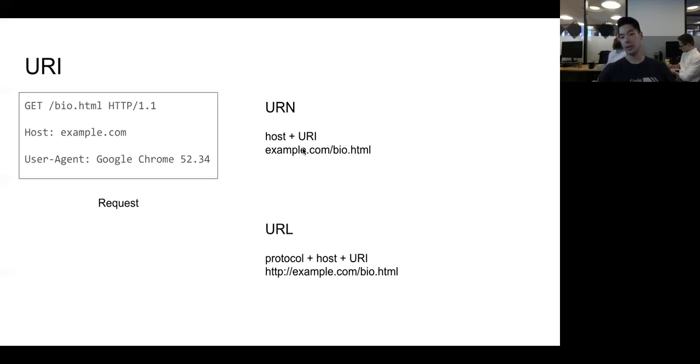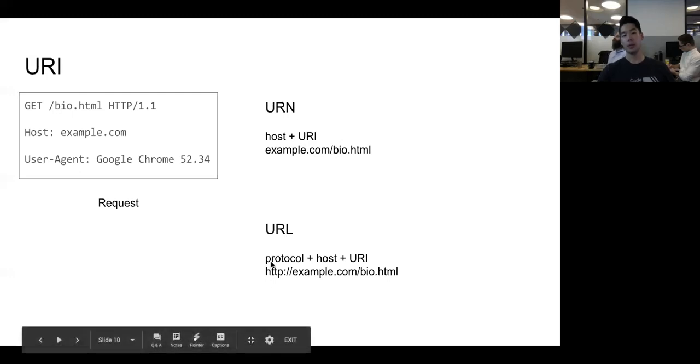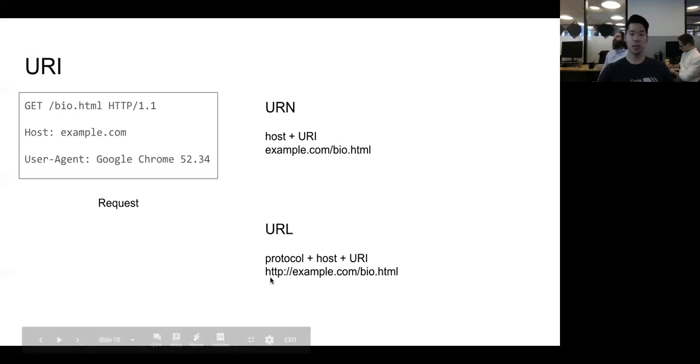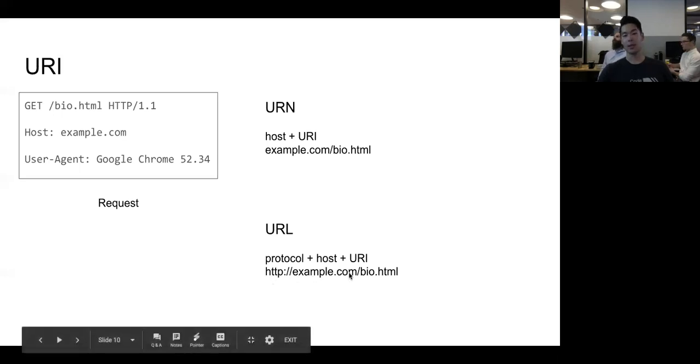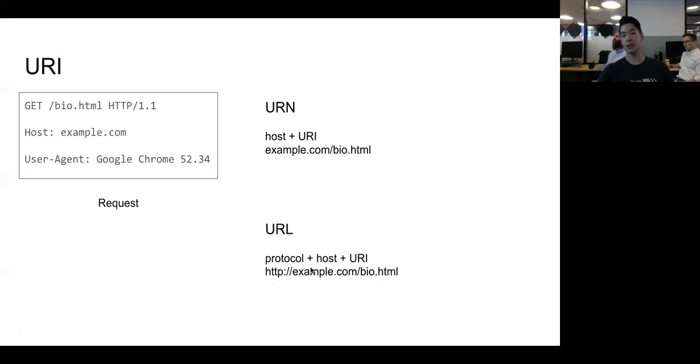So Amazon.com is the host, URI is the bio.html. Those 2 things put together is the URN. And then URL is the full thing. The protocol, which is the HTTP, the host, which is Amazon.com or example.com in our case, plus the URI. So these 3 things put together will give you that full URL.